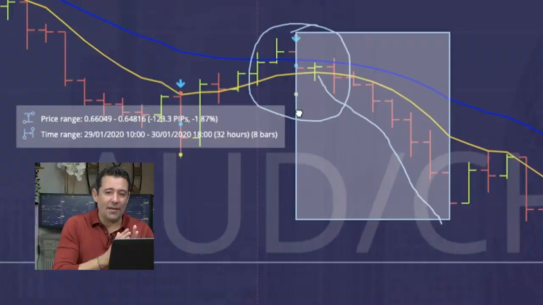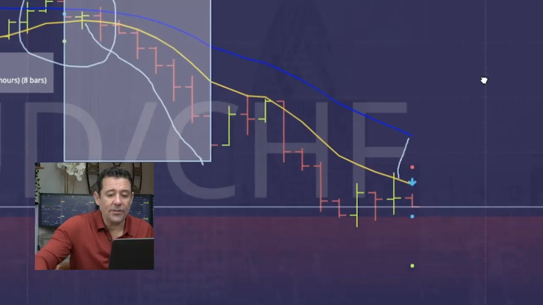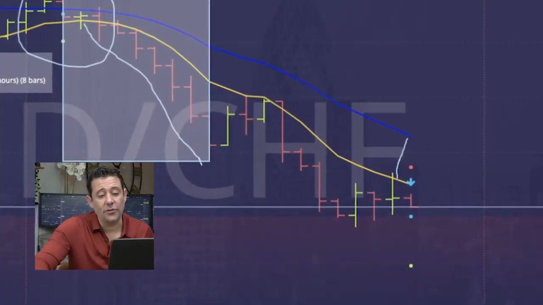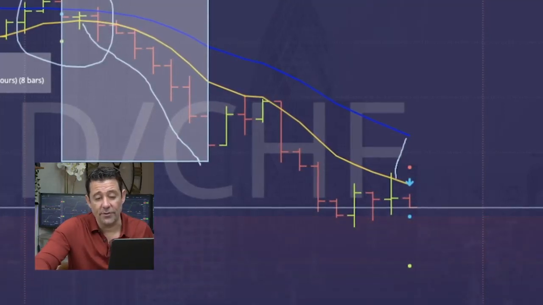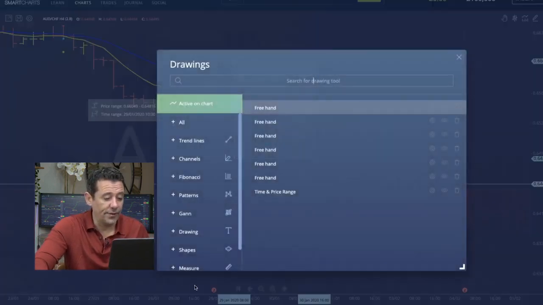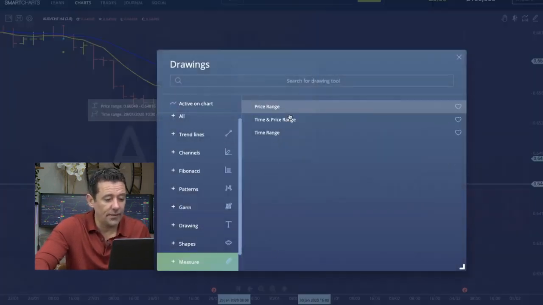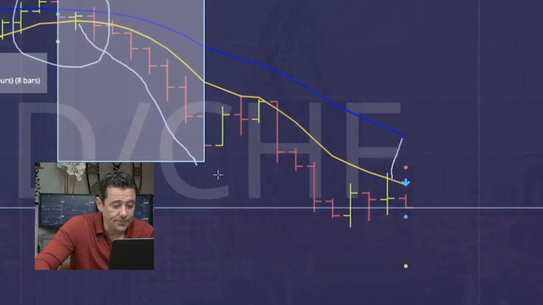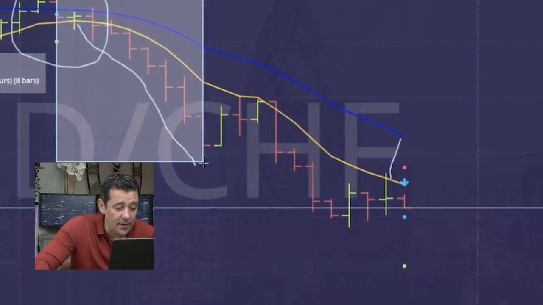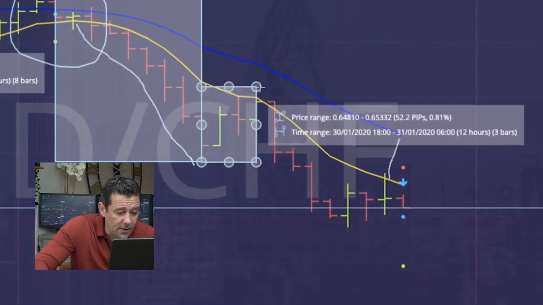So it's 32 hours in length for this phase 1 movement, which is the price moving down with the downtrend. Now let's measure the phase 2 movement, which is that counter trend movement back towards the moving averages. So again, I click on my drawings tool, I go to measure, I go price and time range. I'm going to go from here to this bar here.